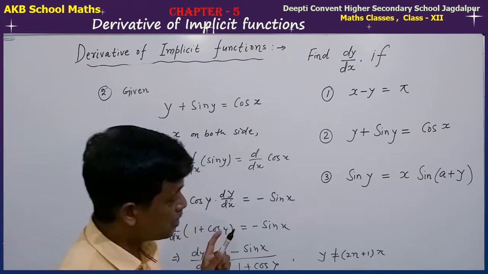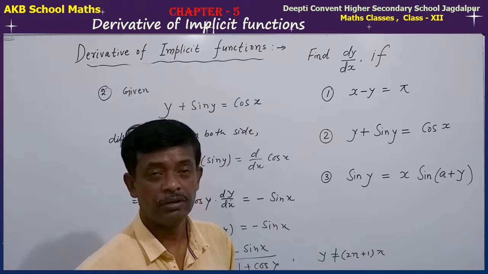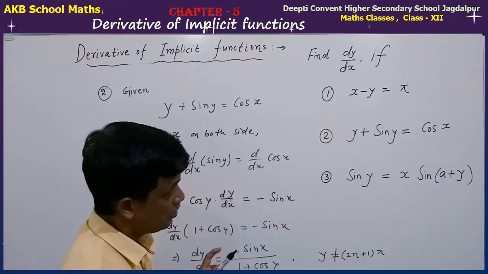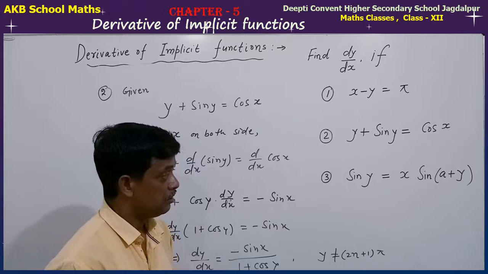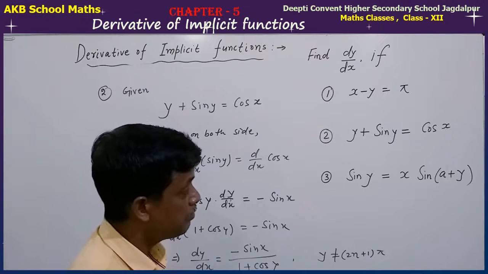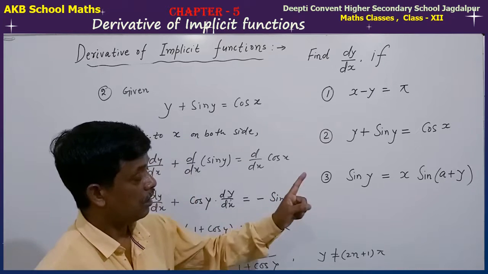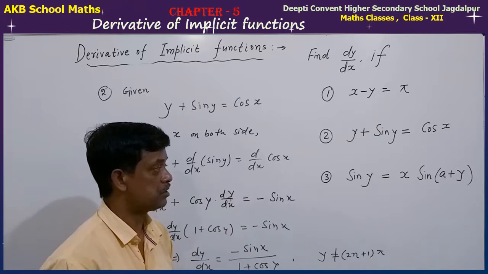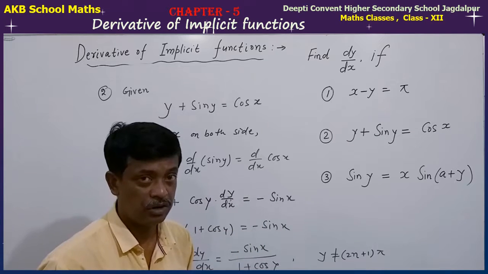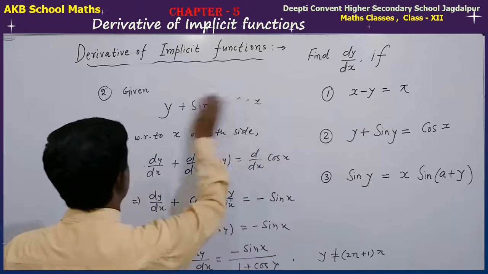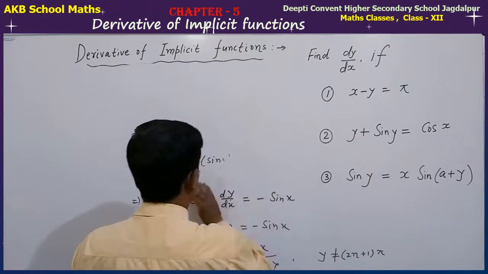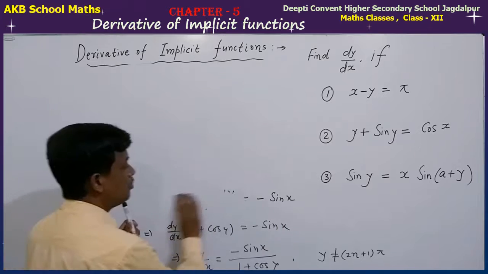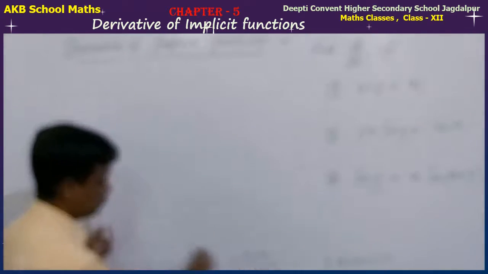Also, we can differentiate both sides directly. In both cases, we can find dy by dx, but the simple process will be x equals sin y upon sin(a plus y), then using the quotient rule. So we can adopt any of the methods. Now we are trying to directly differentiate on both sides.